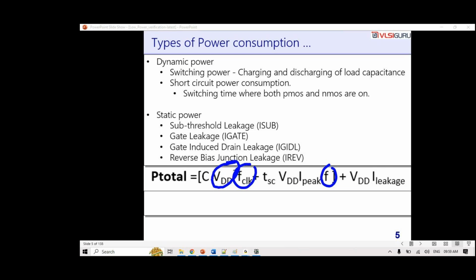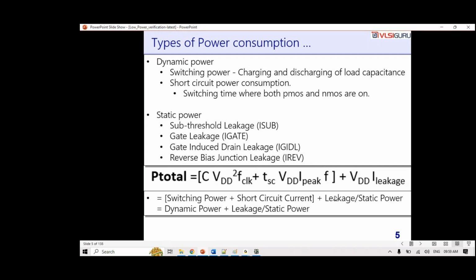Though there are other equations, such as how the transistor width and the transistor channel length impact it, let's not go into all those things. Then we have got the leakage current. One is directly proportional to VDD, in one case square of VDD. Then it is also related to the frequency, and then it is directly related to the leakage current. So this is called switching power, this is called short circuit current related power, and this is the leakage power. So, dynamic power and static power.